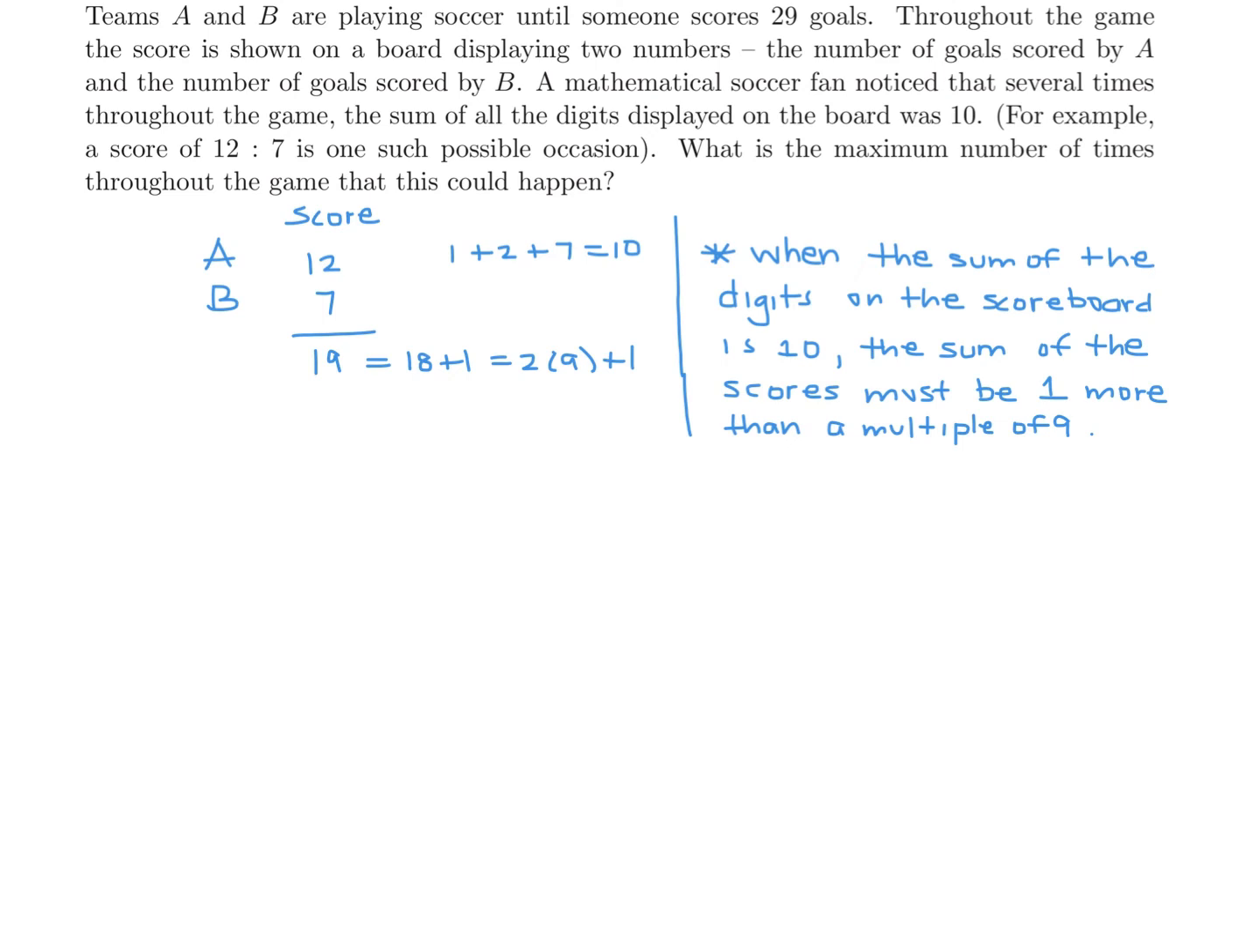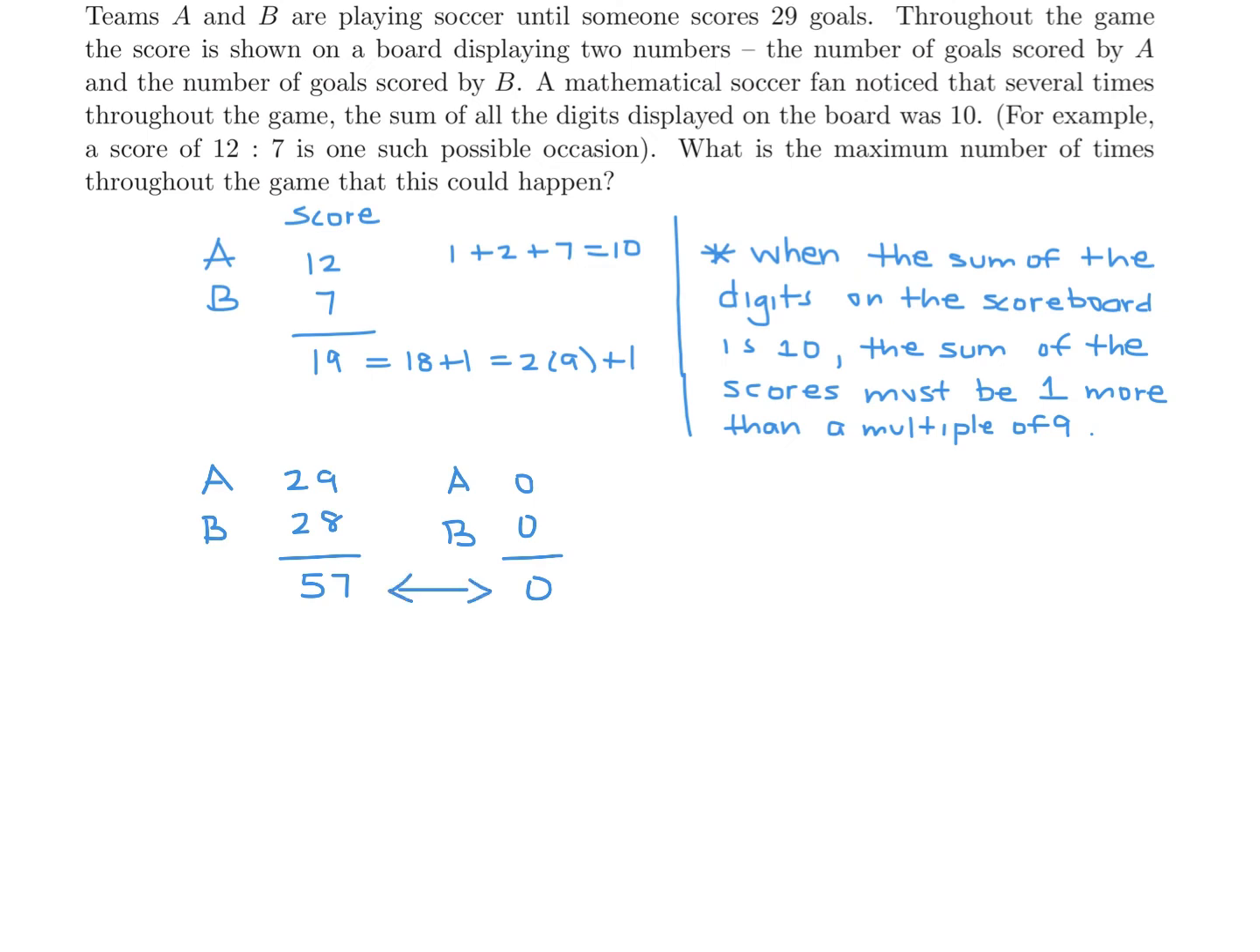Okay, well, they tell me that the game ends when 29 goals are scored, right? So the highest possible score on the board could be 29-28, right? Because the game ends when one team scores 29. And then, of course, the lowest score on the board is when the game first starts, which is 0-0. So the sum here is 0. The sum here is 57. So the sums range from 0 to 57.